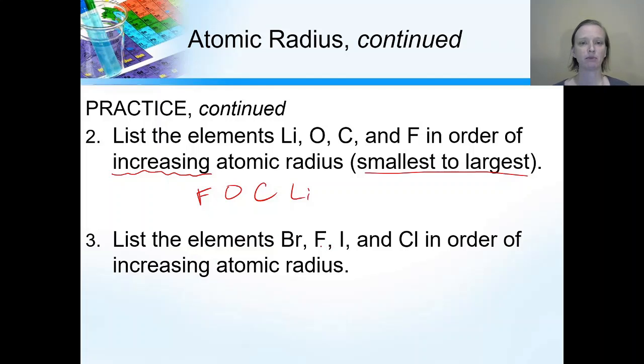And if you do the same thing for bromine, fluorine, iodine, and chlorine in order of increasing atomic radius, you should have fluorine, then chlorine, then bromine, then iodine.